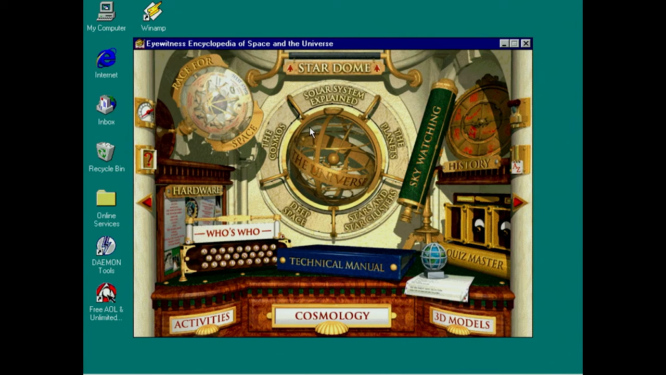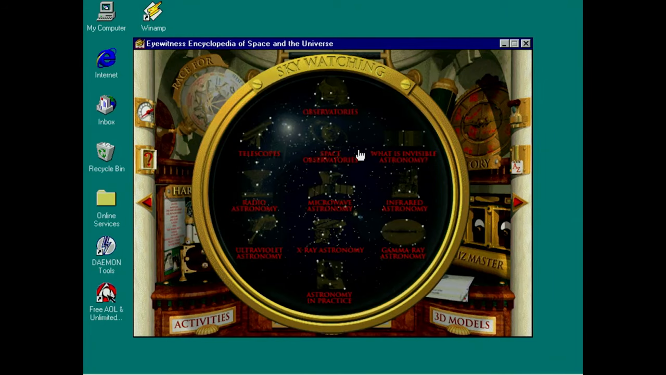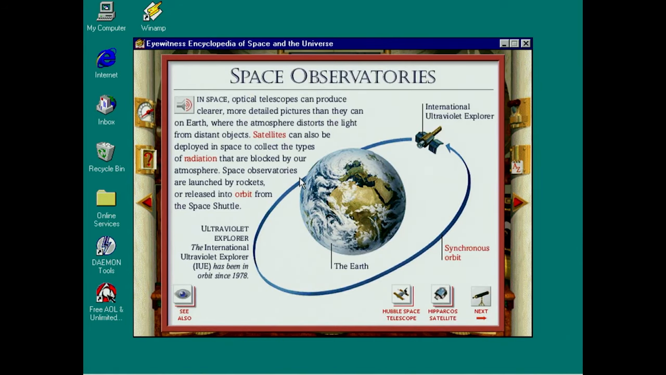Okay, that was a nice start. So I'm not going to go into everything here, but going to take a quick look at some different things. Let's try skywatching. Space observatories. In space, optical telescopes can produce clearer, more detailed pictures. Or maybe I can press that button.